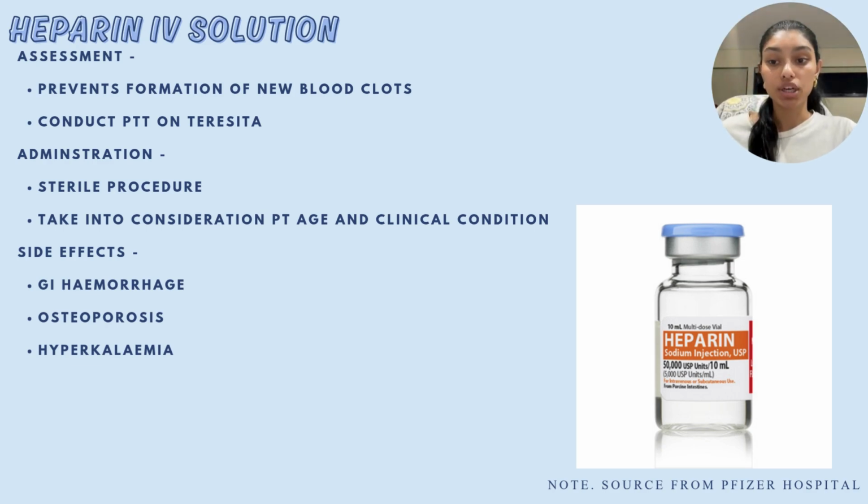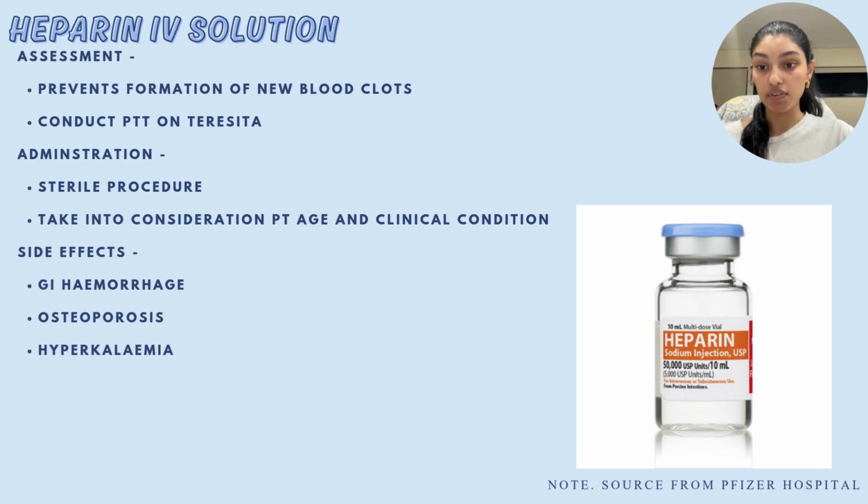Moving on to our next drug, heparin IV solution. This solution is an anticoagulant. While alteplase breaks down existing blood clots, this drug prevents the formation of new ones. Before administration, it's vital to conduct a partial thromboplastin time test on Teresita. This will give us an idea of how long it takes for her blood to form a clot.